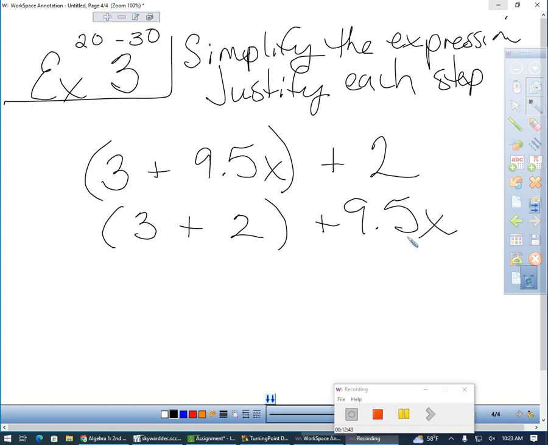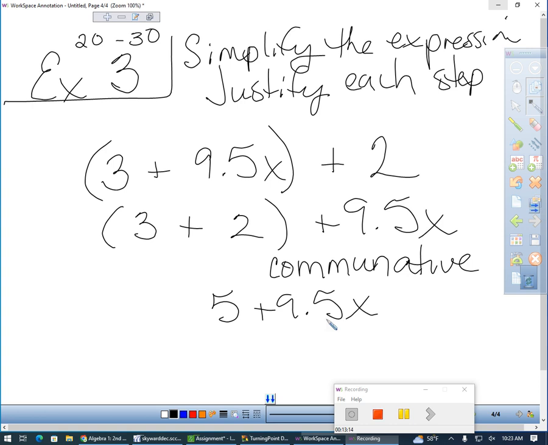So since those switch places, but the parentheses, although they group something different, stayed in the same place, what property would you call that? I would say commutative because they change places. But you are grouping something different, so if you said associative, I'd be okay. So I'm going to say the commutative property is what I just used. All right, so now I just have to add 3 plus 2? 5 plus 9.5x. All right? So you're just simplifying it as far as you can, but justify one step is all I'm asking for. All right?